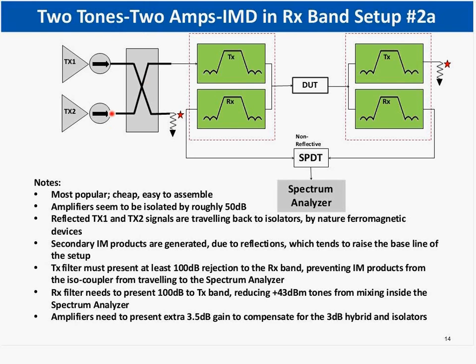So if we're not careful with the amount of rejection that the TX filter will have, we have in this area IMD sources that will come in phase or out of phase with the IMD sources from the device under test that might give us a faulty reading. And this whole setup here probably has a limiting dynamic range that we should be aware of.